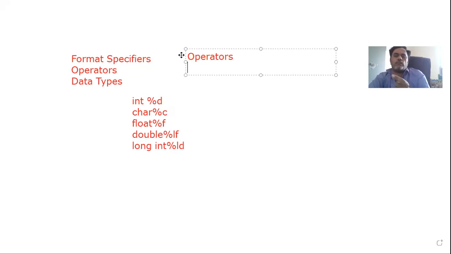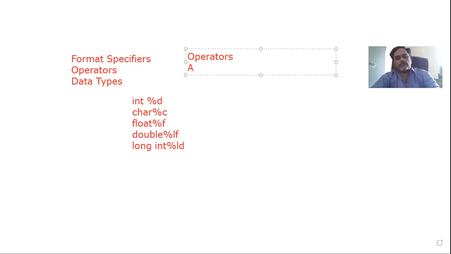Operators do the process on the operands. What are the operands here? Those on which we use the operators are called the operands. See an example, C equal to A plus B. Here, C, A, and B are the operands, and plus is the operator. Equal to is also an operator. So what happened here is that we take operand A and operand B, add the numbers, and store the result into another operand C. So this is the concept.